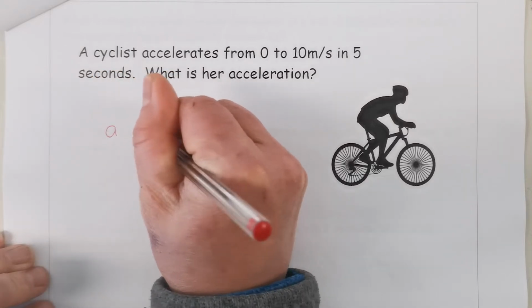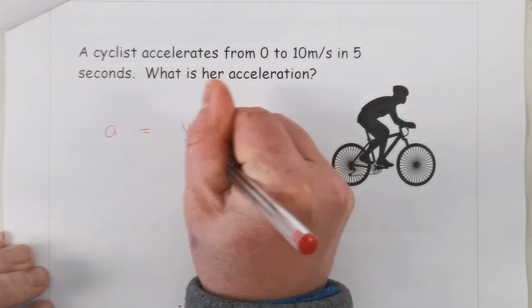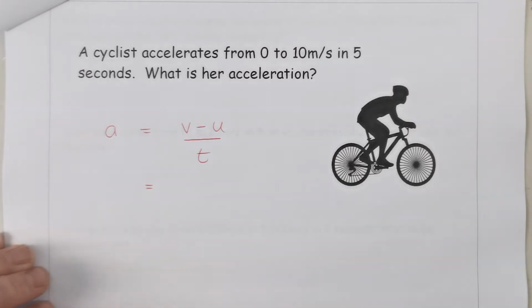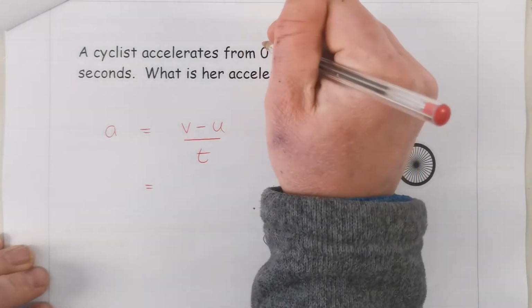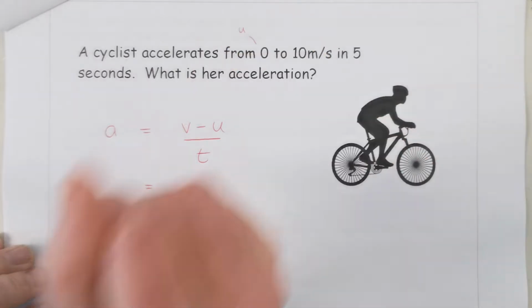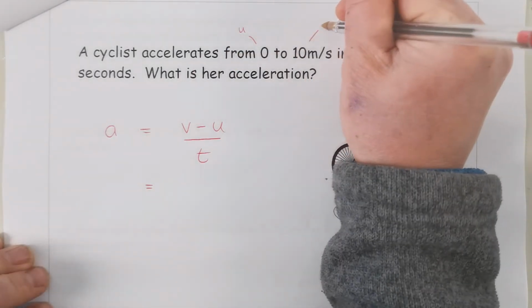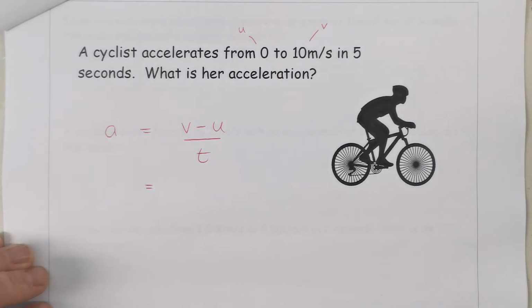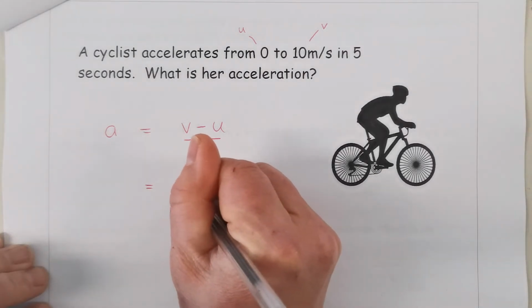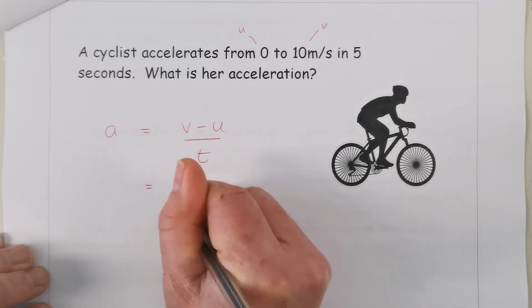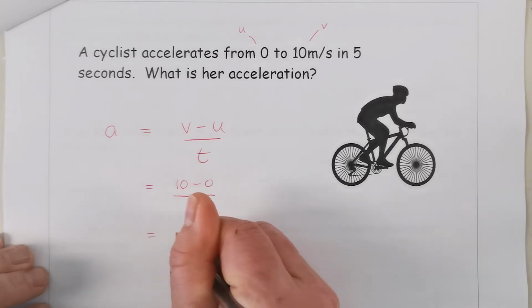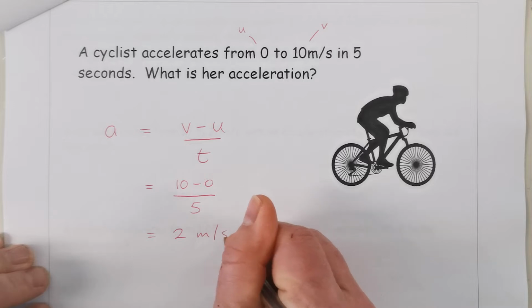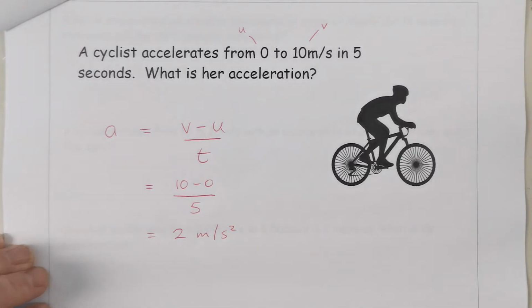First of all, I'm going to write down the formula. A equals V minus U over T. So this is, see here, that is the start velocity. So I'm going to label that U. That's the final velocity. I'm going to label that V. So it's V minus U. 10 minus 0 divided by 5. 2 meters per second squared. She's getting 2 meters per second faster every second. That's why it's meters per second squared.